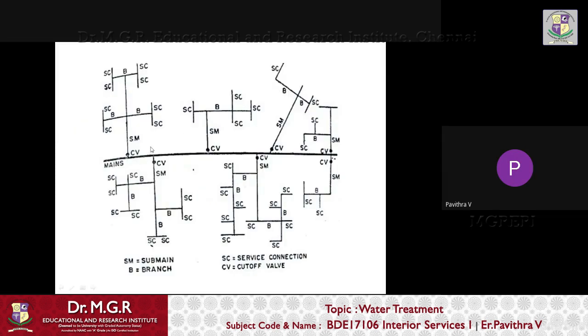I will hold this slide for about 3 minutes, and I want you to draw any one of the tree shapes, and you just keep in your mind that from the main to the submain, submain to the branch, and branch to the service connections will be the flow of water in the dead end system. Since this pattern is like a tree shape, it is also called a tree system, and the cutoff valves are provided at the starting point of the submain. SM is the submain, B is the branch, and SC is the service connection. These are the different notations indicated at the bottom of this diagram.